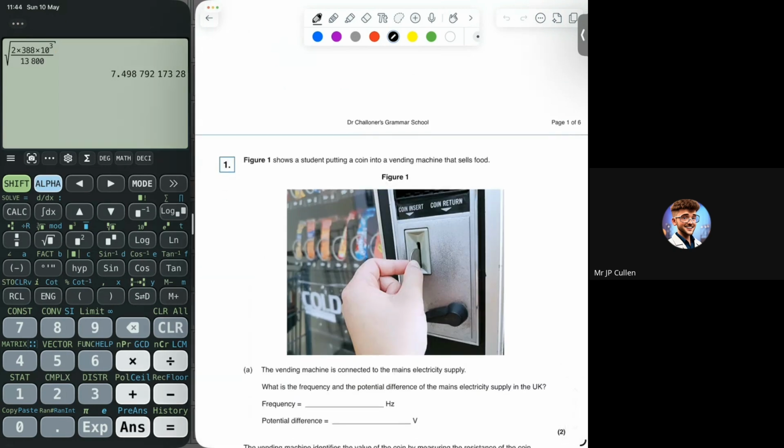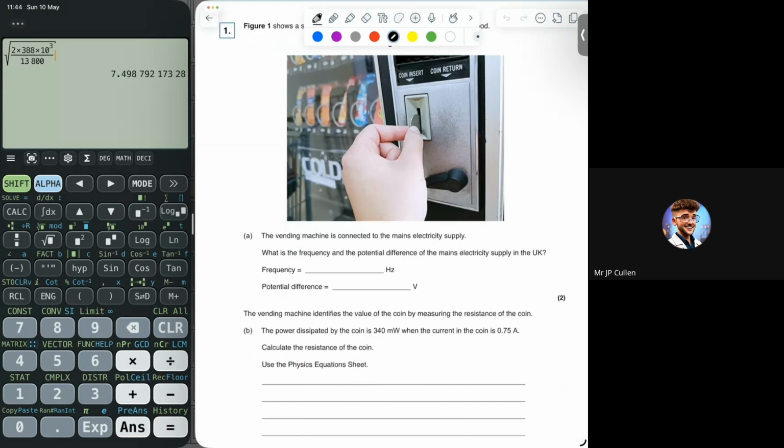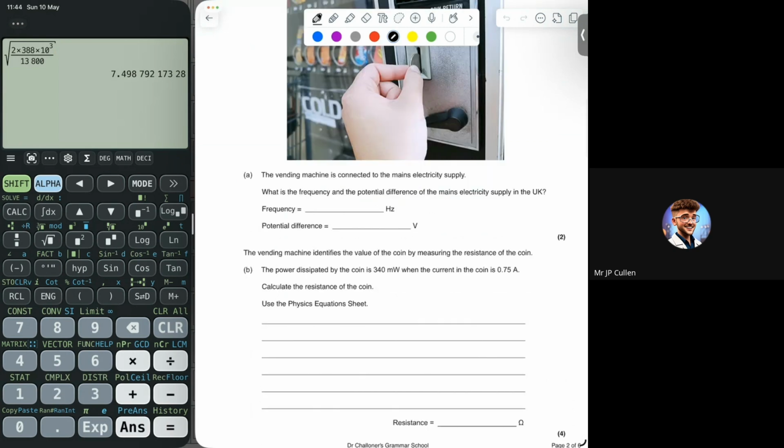Okay, so a student's putting a coin into a vending machine that sells food. The vending machine is connected to the mains electricity supply. What is the frequency and the potential difference of the mains supply in the UK? Well, hopefully you already know this, but it's 50 hertz and 230 volts.